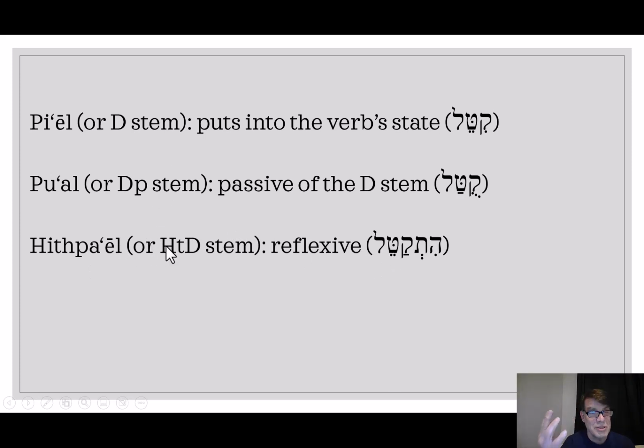Here are three stems that pual doesn't work right for. What were they thinking? So we've got, to sing the song, katal, niktal, kitail, kutal, hit, katail. Okay, so these all three are doubling stems, okay? This one is resultative, puts it into the state of the verb. This is the passive, to be put into the state of the verb. And then the hithpael is reflexive, to do it to yourself or some other variation. Ultimately, you'll need to look it up.